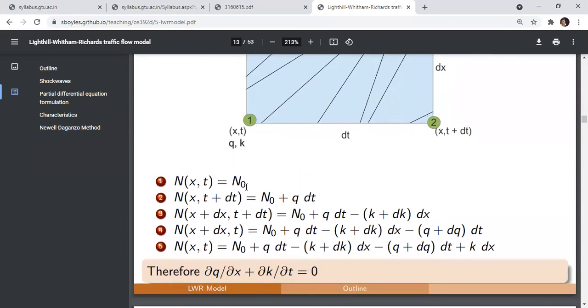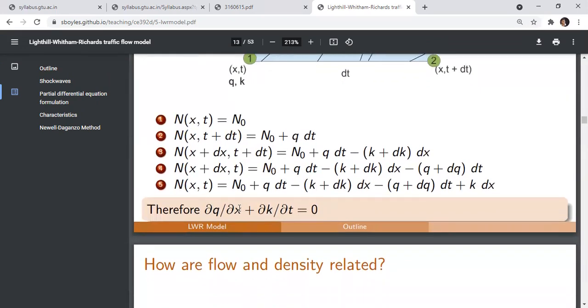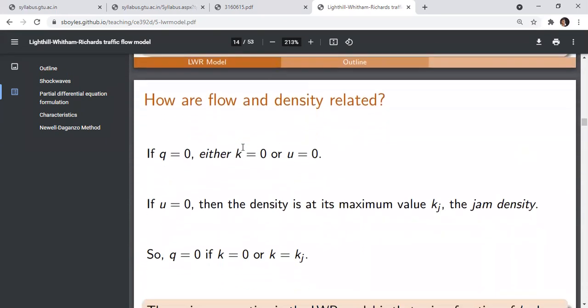So n(x,t) is equal to n0, n(x,t+dt) is equal to n0 plus q dt, n(x+dx, t+dt) is equal to n0 plus q dt minus (k plus dk) into dx. After solving that equation, we get del q by del x plus del k by del t is equal to 0. How are the flow and density related?